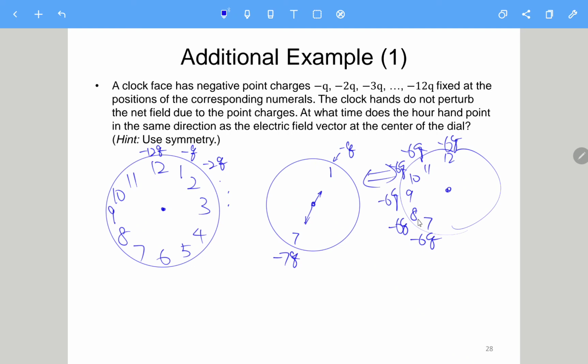So finally, the overall E field should point to here. Actually, between 9 and 10. So it asks you at what time it should be. It should be 9:30. Because we should have something point to here, to here, to here, to here, to here, to here. So the overall E field should somehow point to this direction.